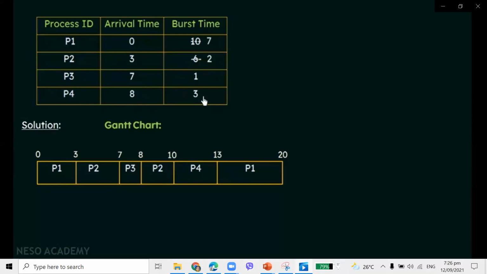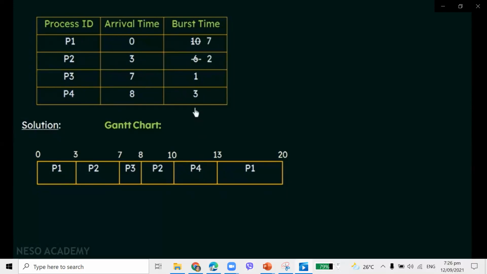So which is smaller among these two? It is obviously P4, it has a burst time of 3 milliseconds, which is smaller than 7, which is of P1. So P4 will be the next one to get the CPU. So at the 10th millisecond, P2 releases the CPU and P4 gets the CPU.